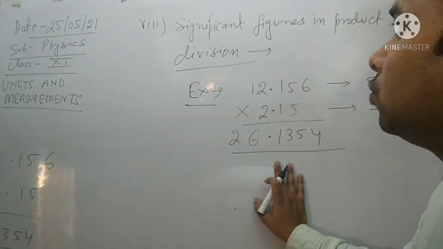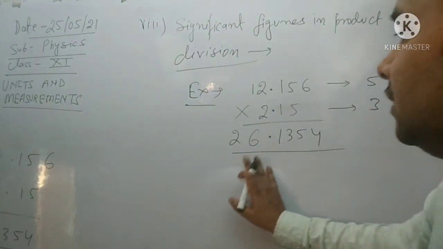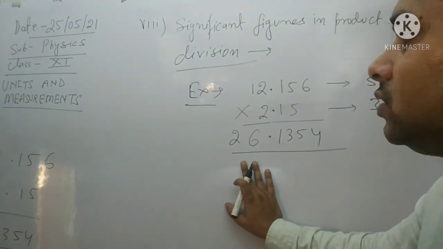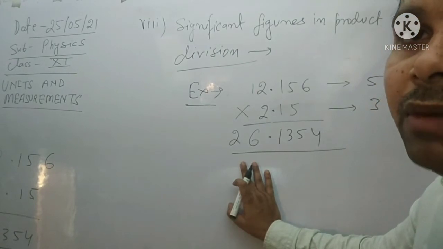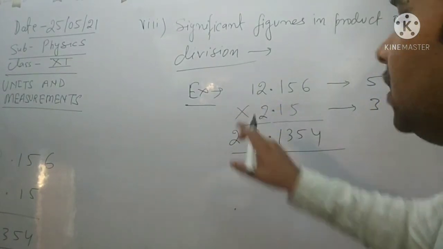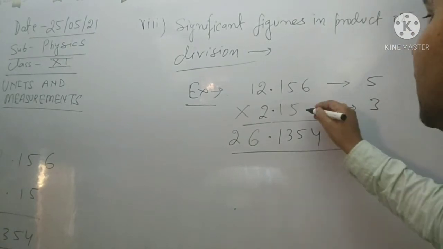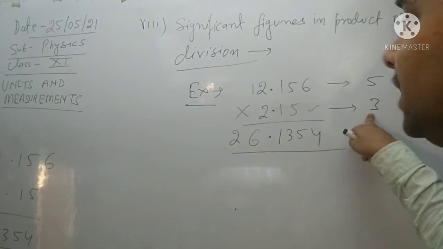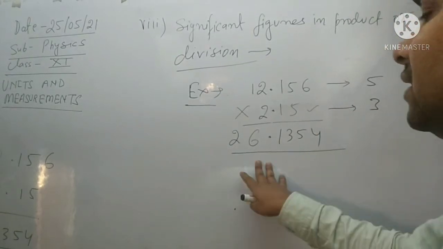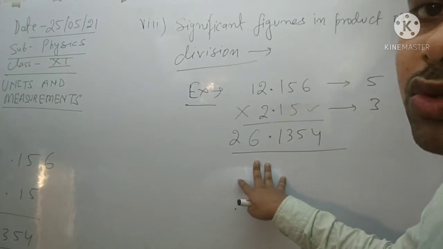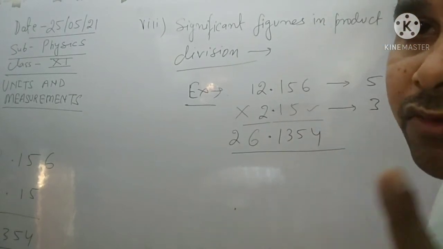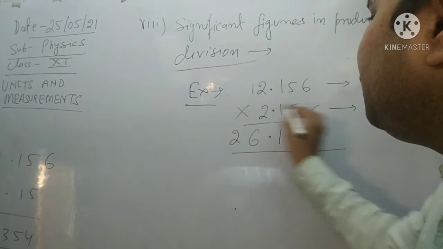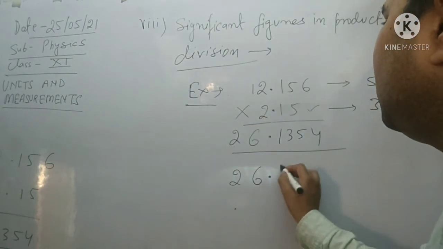बात समझना, क्वेश्चन रूल क्या कहता है? Rule says that this result should be reported with the significant figures of the original number with minimum significant figures. तो इन दोनों ओरिजिनल नंबर्स में से मिनिमम सिग्निफिकेंट फिगर है 2.15 का. How many significant figures are there? 3. So rule says that also we should report the answer, means product of these two, with just 3 significant figures. So in 3 significant figures, when you round off this number, this will be 26.1 only.